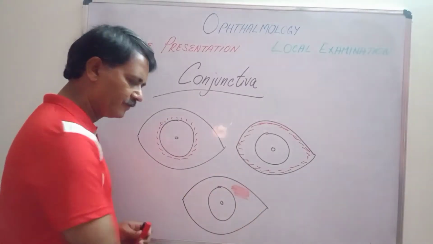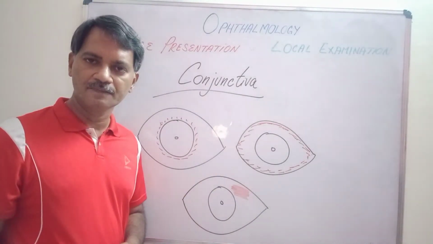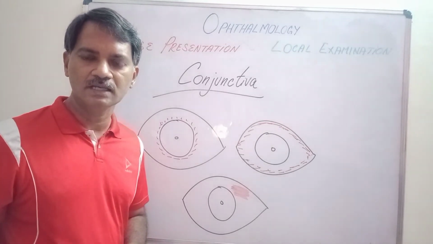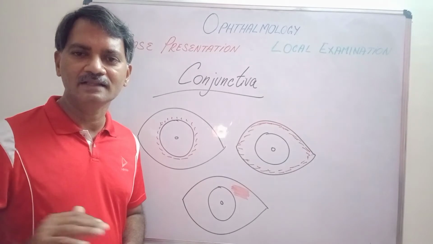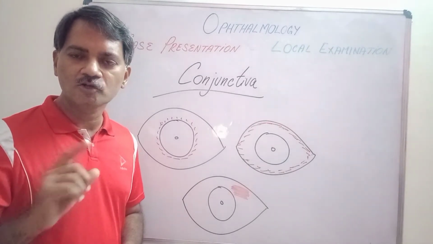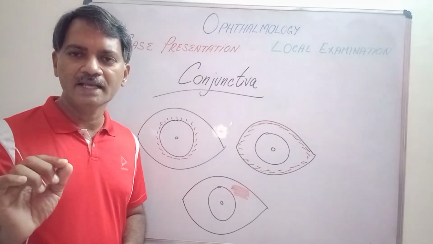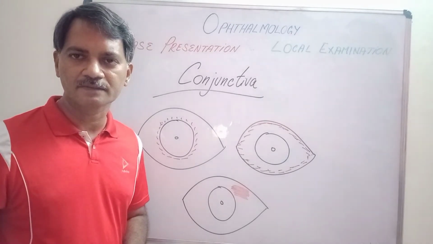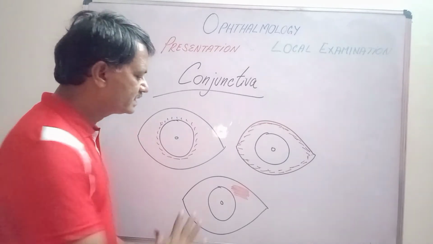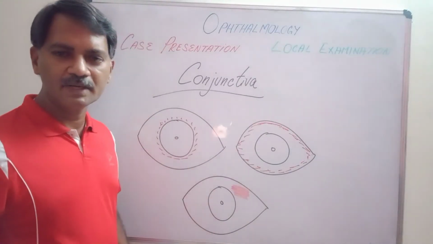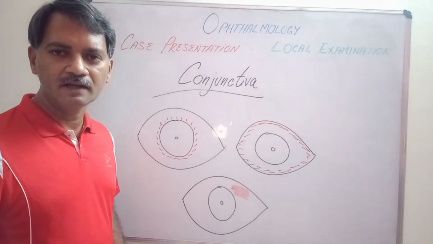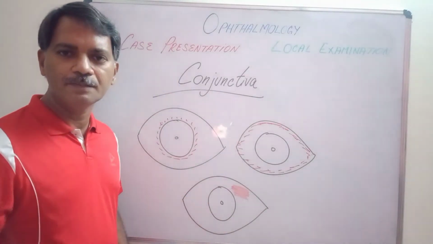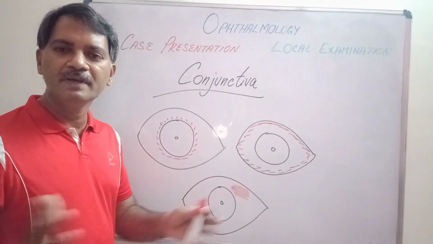The third type of redness in the conjunctiva is homogeneous redness. Homogeneous redness appears like a sheet-like thing. This is commonly due to hemorrhage below the conjunctiva, that is subconjunctival hemorrhage. The hemorrhage can be anywhere in the conjunctiva, so it can have any shape. It may be big or small.